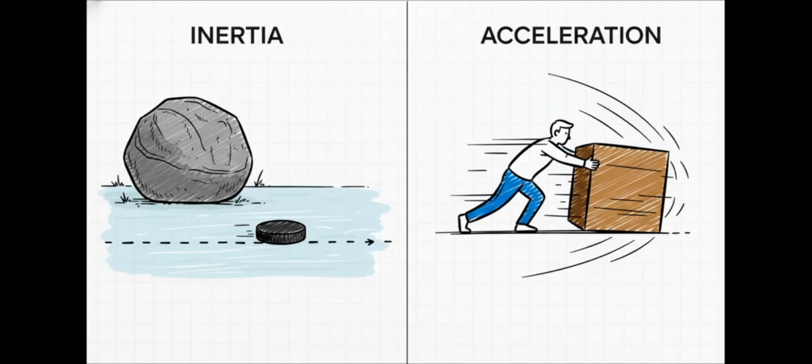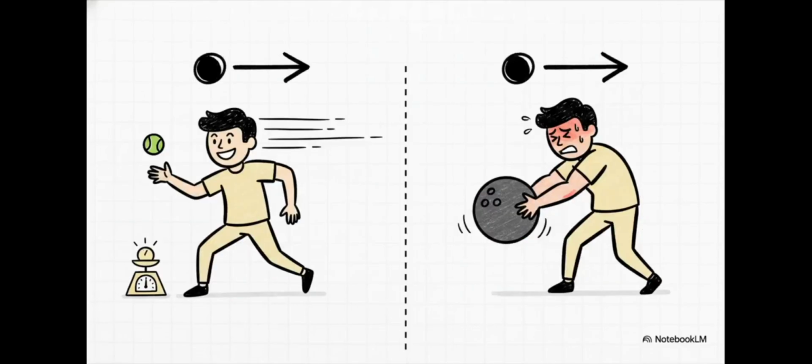Now, Newton's second law tells us what happens when we actually overcome that stubbornness, and that is acceleration. When a net force finally acts on an object, that object accelerates directly in the direction of the force. And this equation right here brilliantly captures his second law in its purest mathematical form. Net force equals mass times acceleration. F = ma. It is literally one of the most famous equations in all of science.